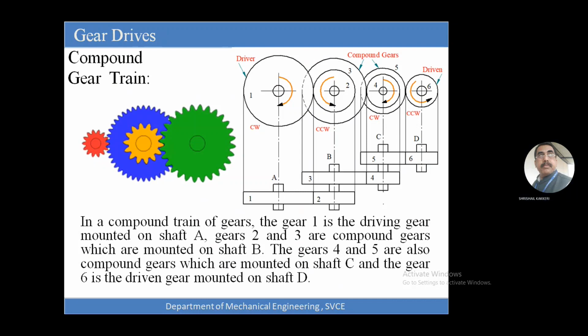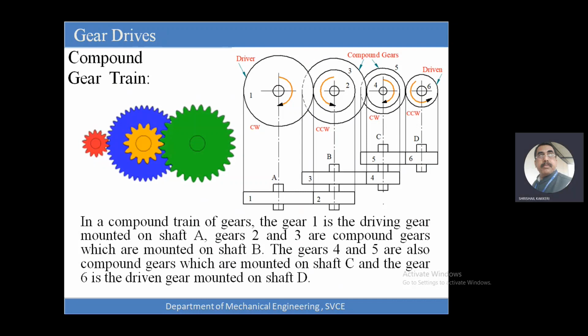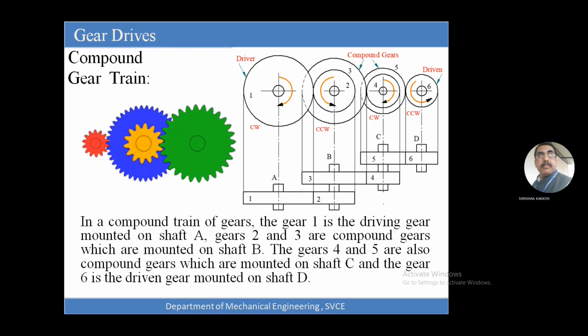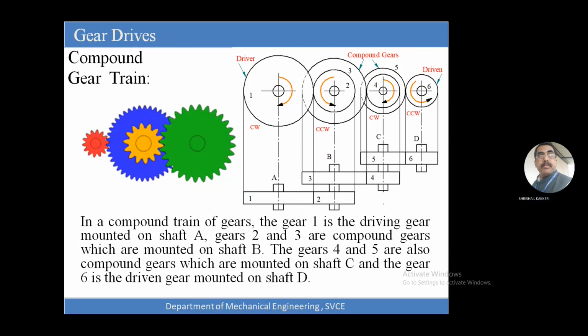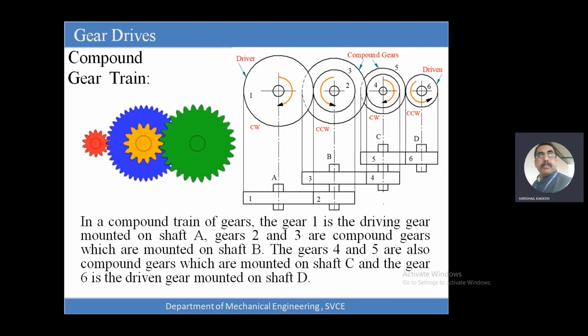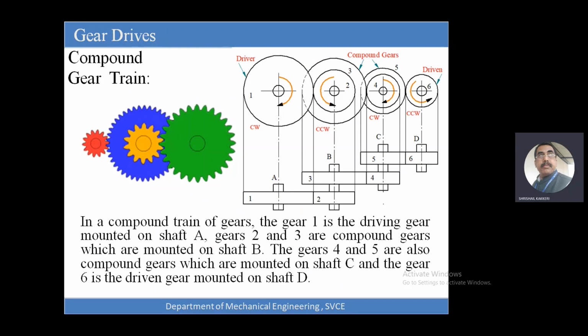Second equation. Okay. Now consider the other gears, 5 and 6. The gears 5 and 6 are meshing, so 6 is the output and 5 is the input. N6 by N5 is equal to T5 by T6. Equation 3. Finally, the velocity ratio of the gear train can be obtained by multiplying equations 1, 2, and 3. That is N2 by N1 into N4 by N3.